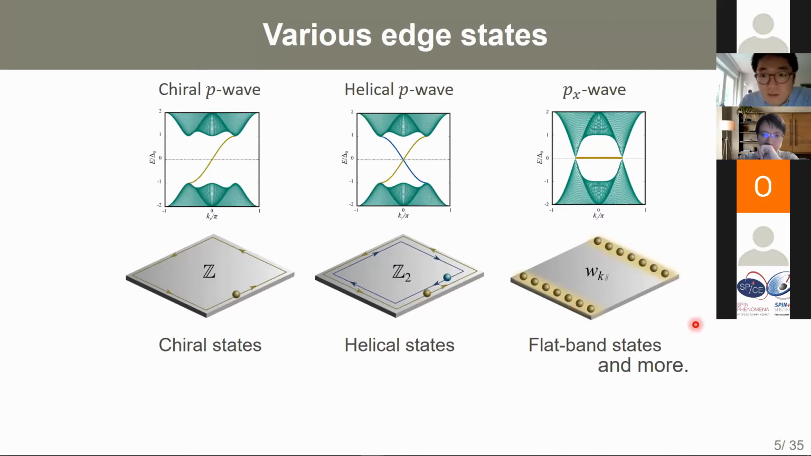But this is just a representative example of topological edge states. Nowadays we know that there is a rich variety in the types of topological edge states and their relevant topology.